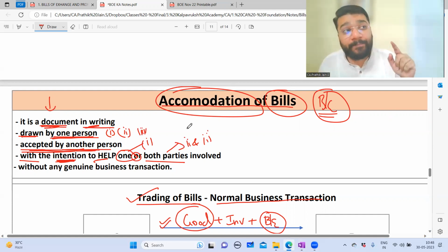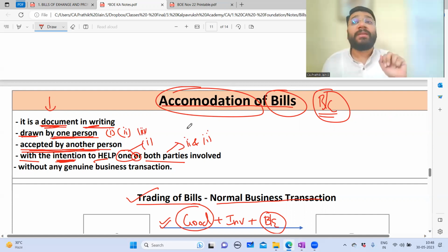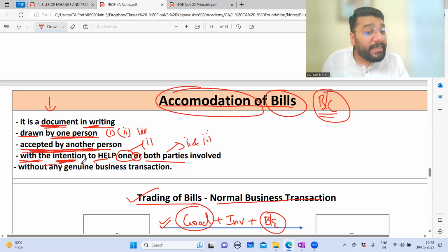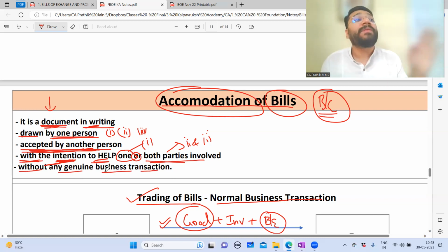Who discounted the money? A discounted the money. A was enjoying the money, whereas in case 2 and case 3, B was also getting a portion of the money as enjoyment, as a help. So the bill is accepted by another person with the intention to help one party involved or both parties involved without a genuine business transaction. There is no genuine business transaction.